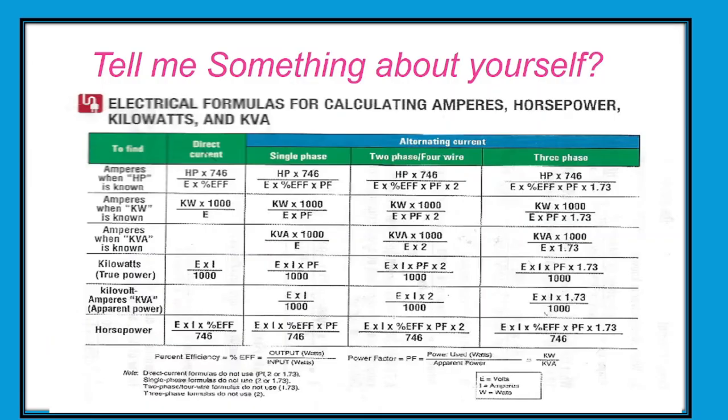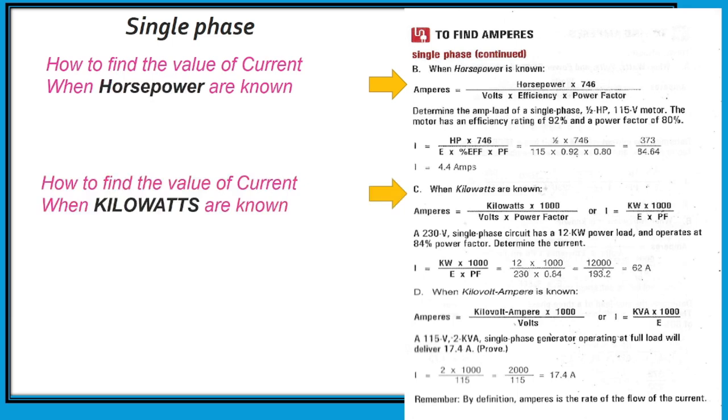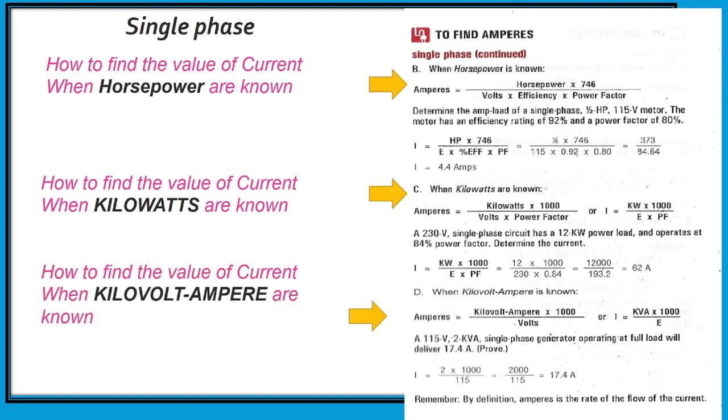The next one is electrical formula for calculating amperes, horsepower, and kilowatt. We have an example here, how to find the value of current. Look at it, just pause the video. And to find the current with known kilowatts. And to find the value of kilovolt amperes, this is for the single phase.